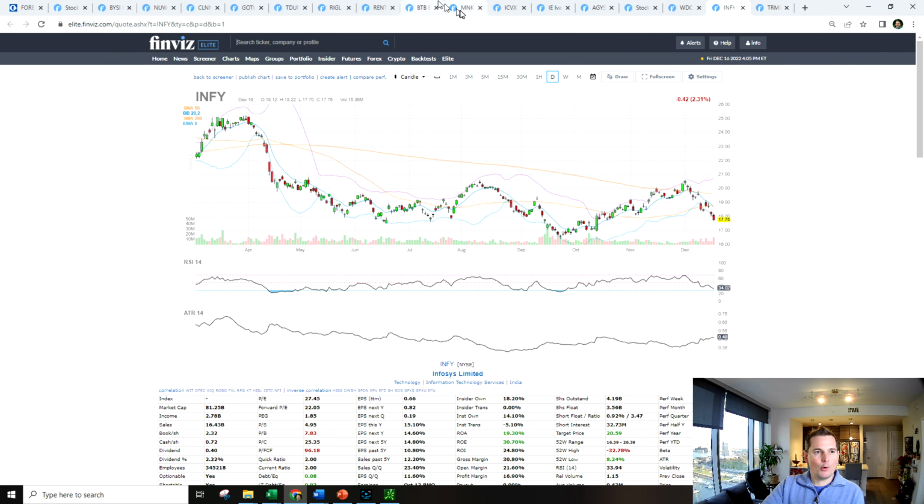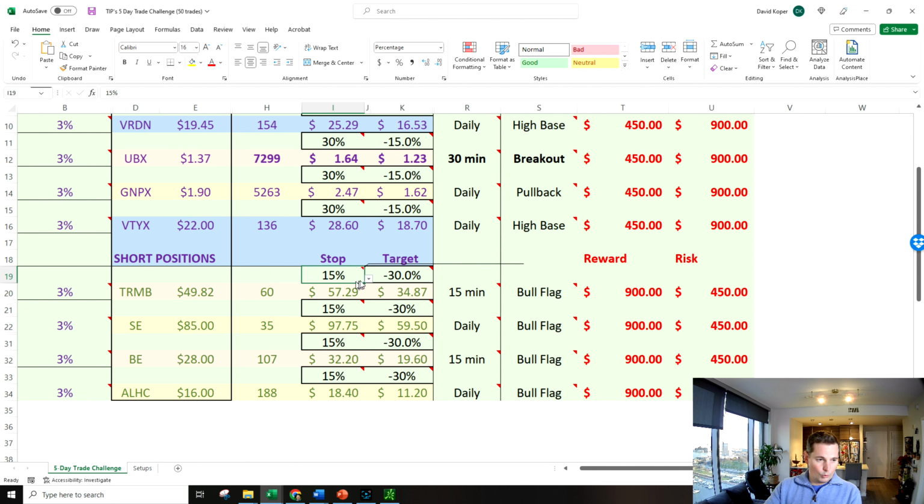Okay, so the trade price was 49.82, and if we go back into the document here, the trade challenge document, then we're going to type in TRMB 49.82, and we're going to set the stop at 10% here.